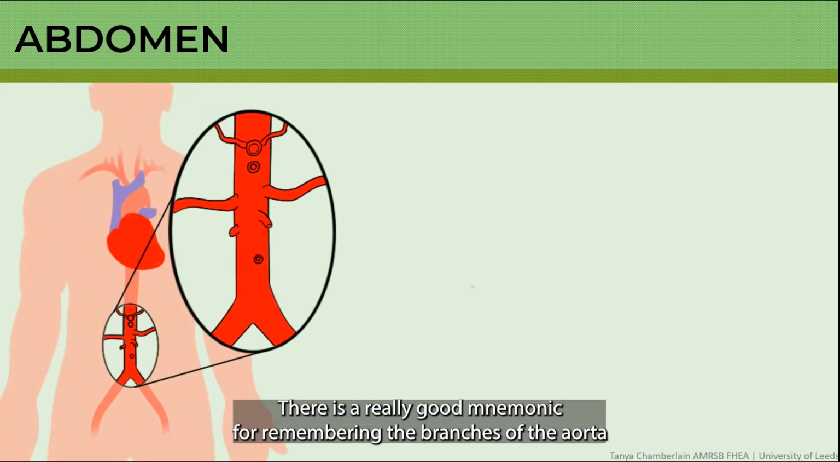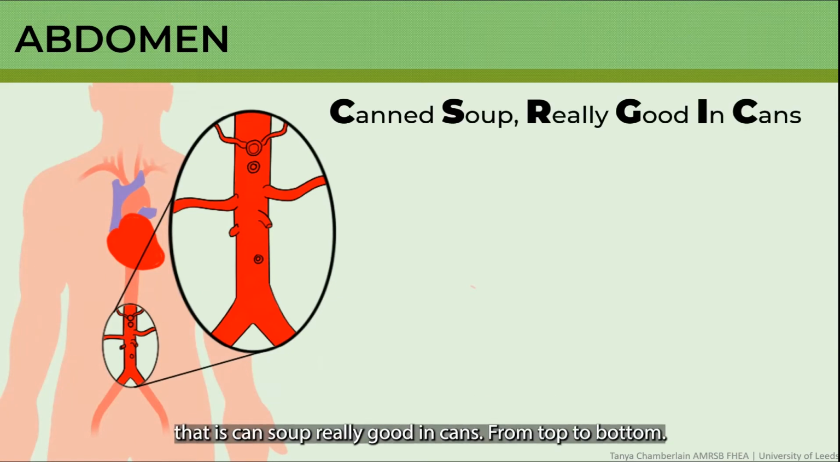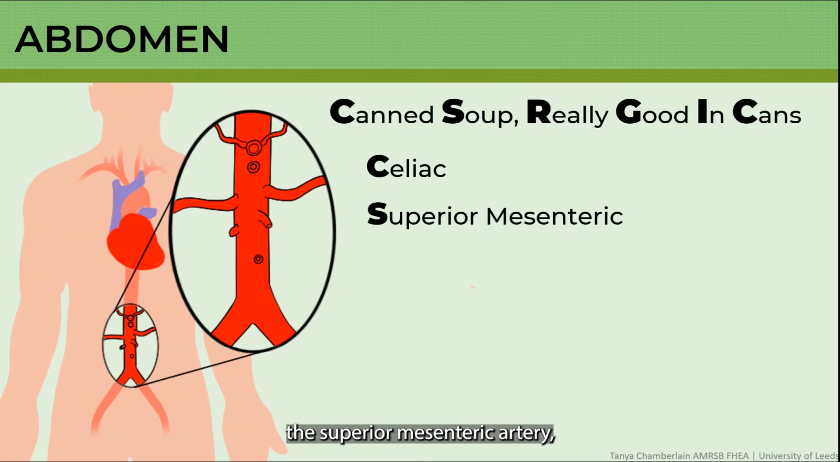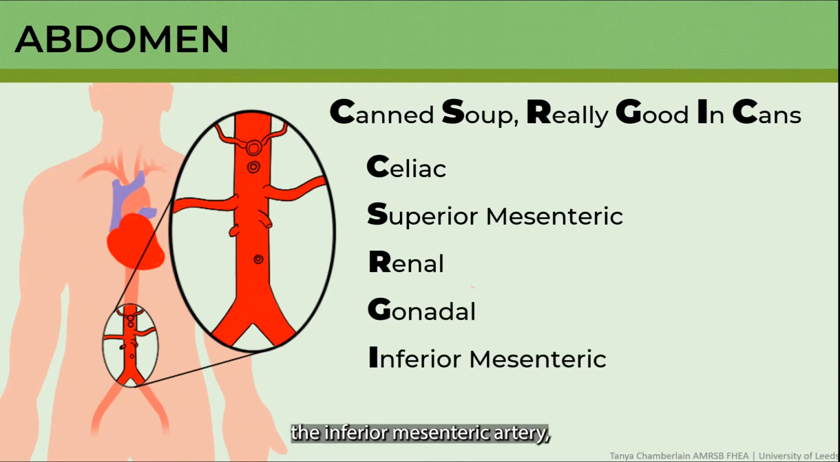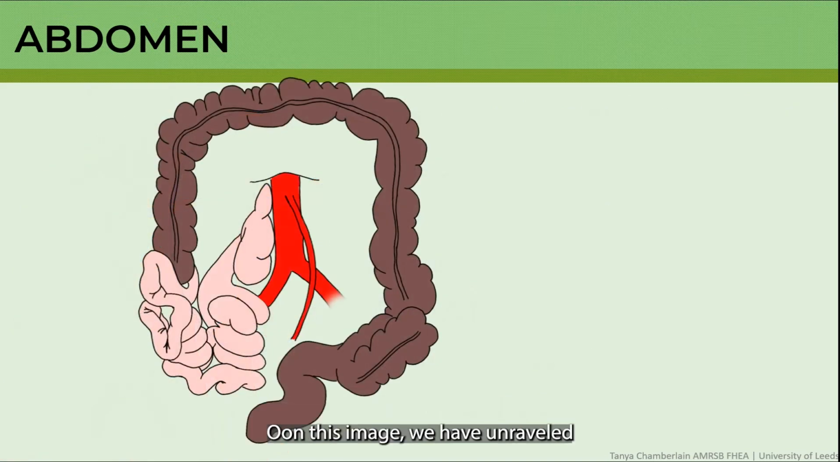There is a really good mnemonic for remembering the branches of the aorta. That is, canned soup, really good in cans. From top to bottom, we have the celiac trunk, the superior mesenteric artery, the renal arteries, the gonadal arteries, the inferior mesenteric artery, and lastly, the common iliac artery. But as this can seem a little daunting, let us focus our efforts on the inferior mesenteric artery as promised.